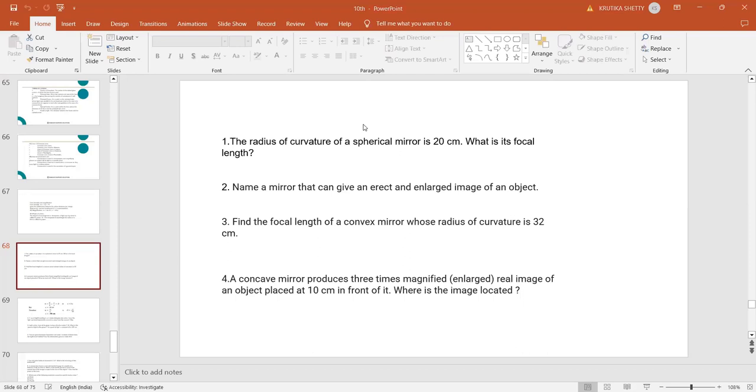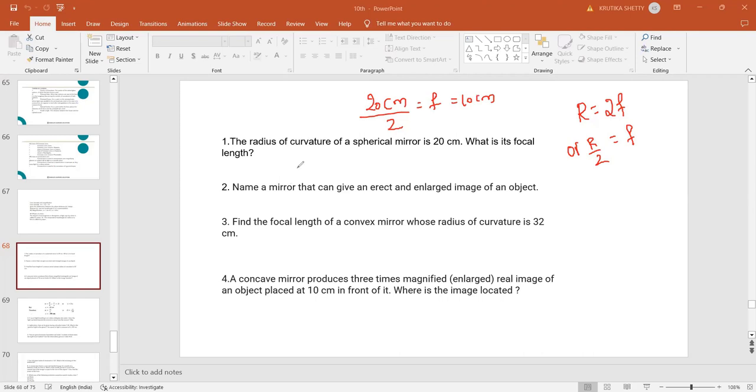The radius of curvature of a spherical mirror is 20 centimeter. What is its focal length? So very simple question. We know the relation between the radius of curvature and the focal length. The radius of curvature is equal to 2 times f, or f is equal to r by 2. Focal length will be 10 centimeter. So that is our radius of curvature 20, divided by 2, it will be 10 centimeter.